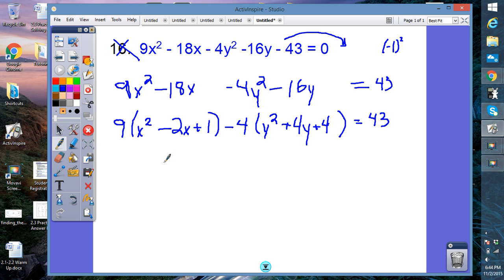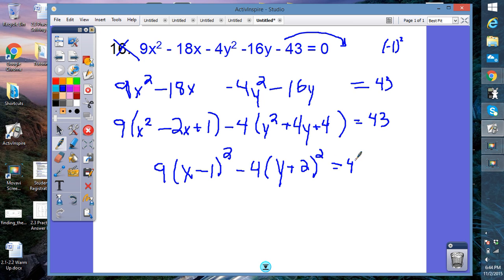Now we can take our trinomials and turn them into binomial squares. So x squared minus 2x plus 1 becomes x minus 1 squared. Remember, this number here is half of the middle term. Minus 4 times y plus 2 squared. This number is half of the middle term, is equal to 43.